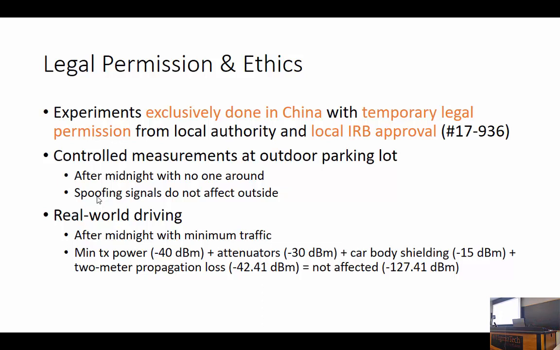Assuming that other GPS receivers are 2 meters away, the 2 meter propagation loss is another 42.41 dBm. That gives us roughly 127.41 dBm of strength at any other GPS receivers that are 2 meters away from our spoofing device. And at midnight, that means you probably won't affect anyone nearby. So this is our controlled measurement setup.